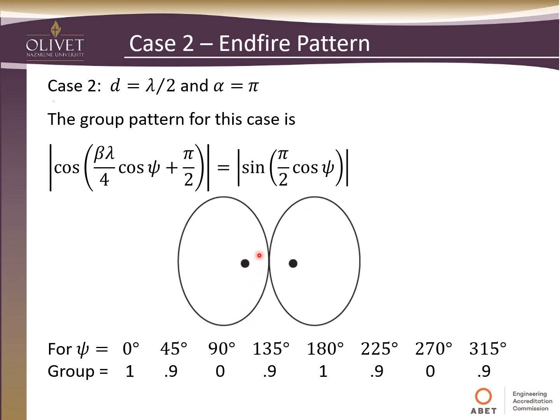It's similar to the broadside pattern. Now, instead of going up and down in between the antennas, it goes out to each side of the antenna. That's why we call it an end-fire. So that's another commonly used array pattern.